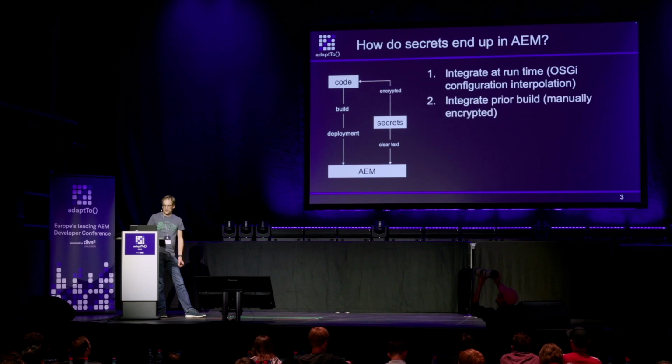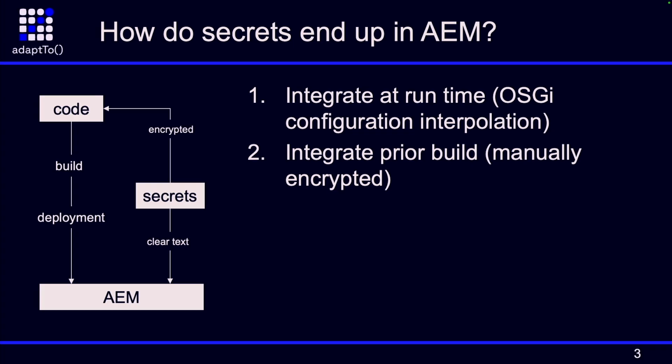So the kind of worst case scenario would be you have to integrate each encrypted value basically into your code. And that means really per environment, it has to be encrypted manually and then put in your Git repository. And then it's going through the regular build and deployment pipeline.